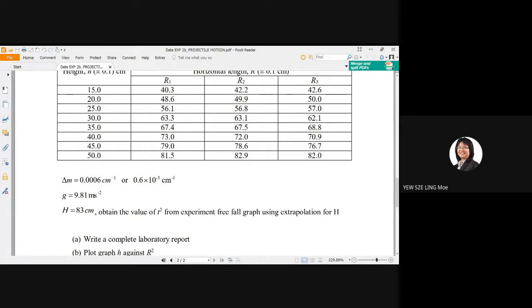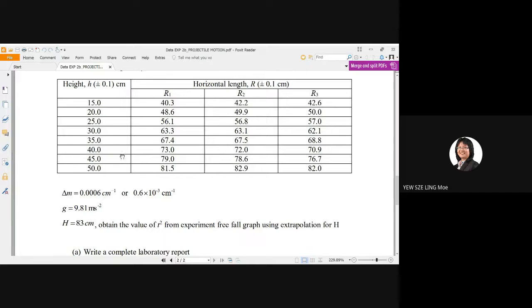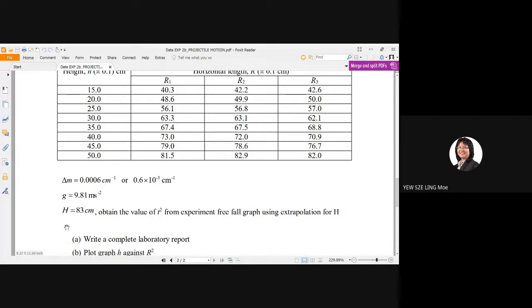Experiment 1, experiment 2A, you got a H against T square graph. Okay, you got H against T square graph. So from experiment 1, you try to see when your H is equal to 83 cm. Okay, when your H is equal to 83 cm, what is the value of T2? So you get the T2 from your own experiment, from your own graph. Okay, so you try to see what is the T2 when H equals to 83 cm. Just get it from your own graph. Okay, dapat daripada graph yang kamu hantar di Google Classroom.